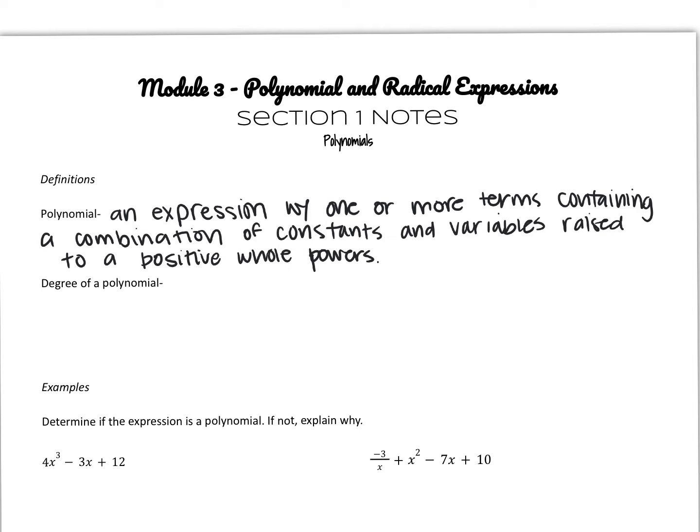For example, x squared plus 2x minus 1 is a polynomial. It has variables and constants, and all of my exponents are positive whole powers. Something like x to the 1/2 plus 2x to the -3 is not a polynomial. Whole powers means you can't have fractions, and you can't have negative exponents either.